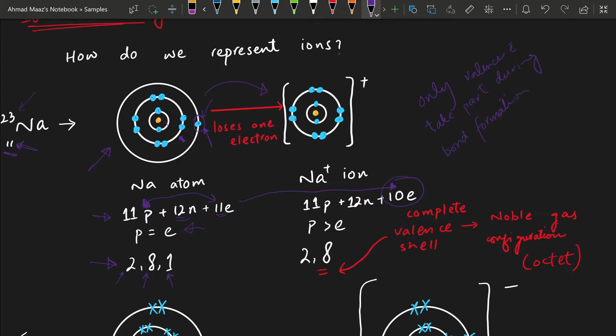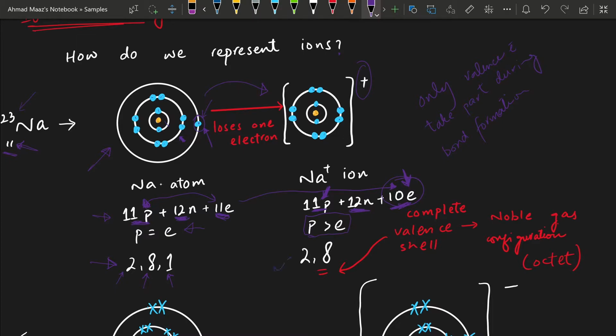But you must notice that the number of protons is 11, and it was 11 initially. The number of neutrons was 12 and now it is again 12. Only the number of electrons has changed. Now the number of protons is 11 but the number of electrons is 10. So the number of protons is greater than the number of electrons, which means it should have a positive charge. It should have a net charge of positive 1, because there is one more proton than electrons.